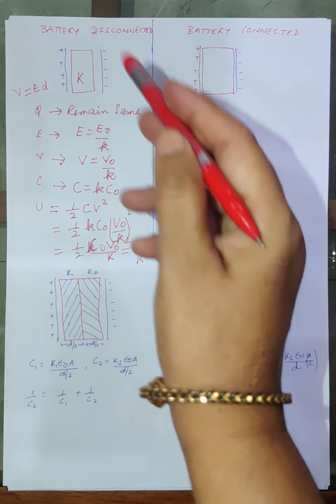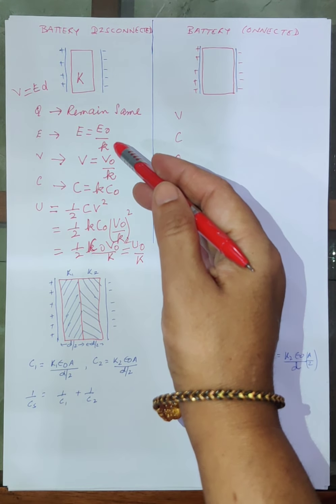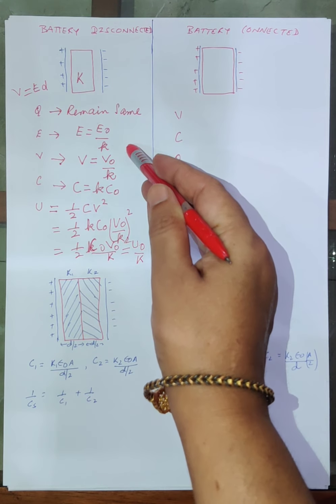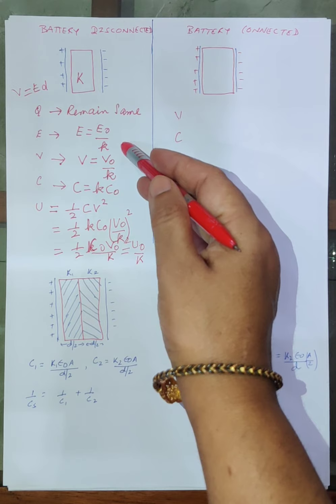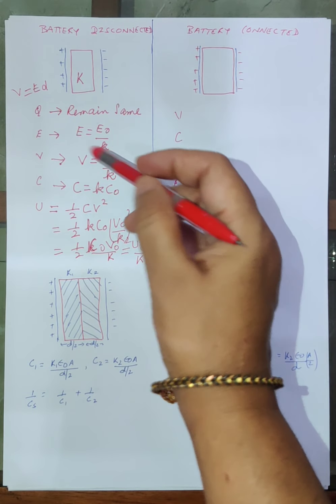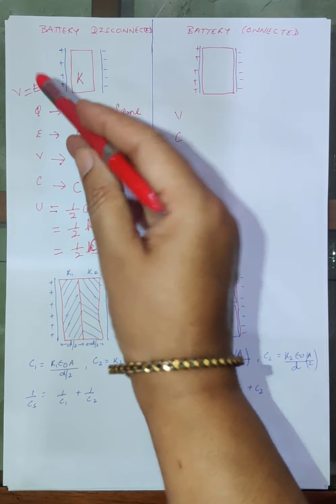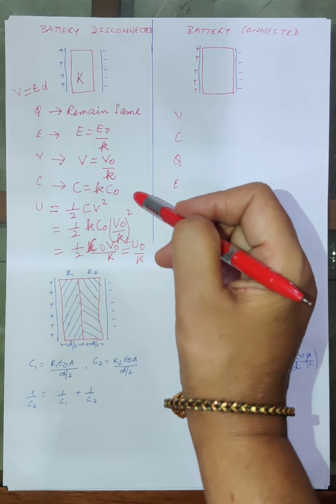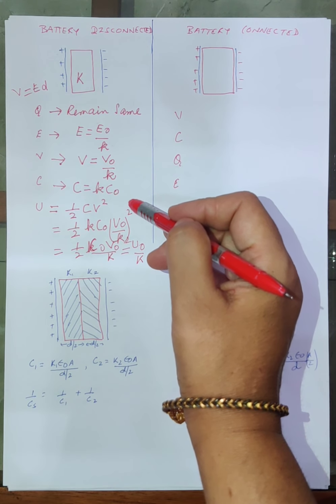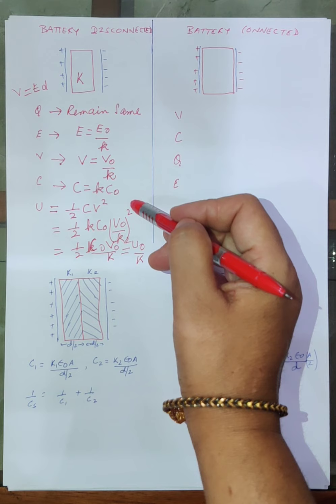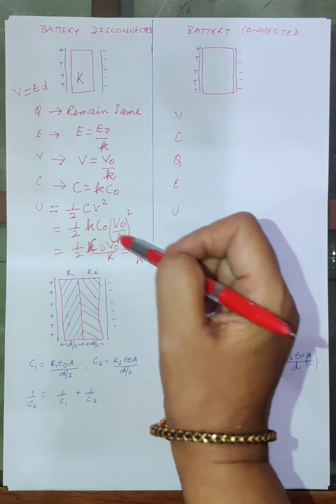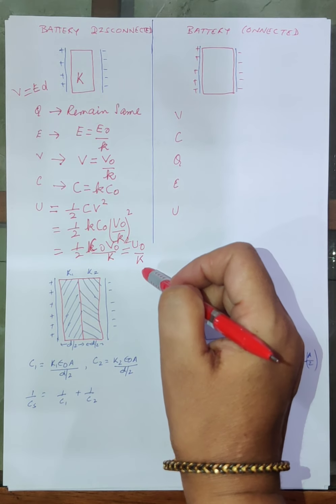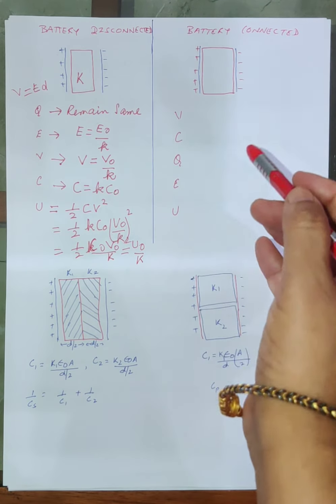If Q remains the same, E reduces because of the polarization of the dielectric. If E is decreasing, V will also decrease because V is directly proportional to the electric field. Capacitance always increases on inserting the dielectric, and on substituting the values, we have seen that the energy will also decrease. Now let's see the next question.